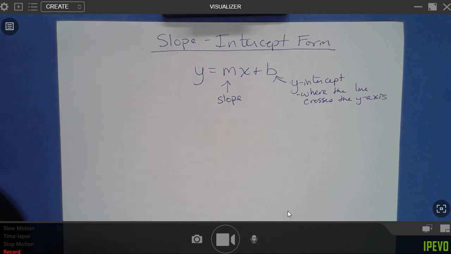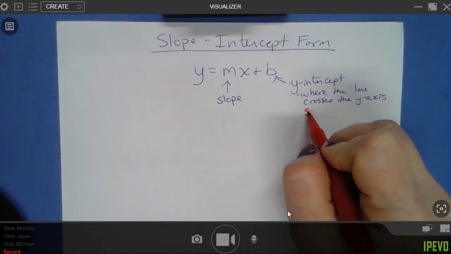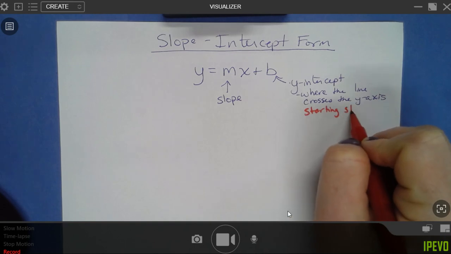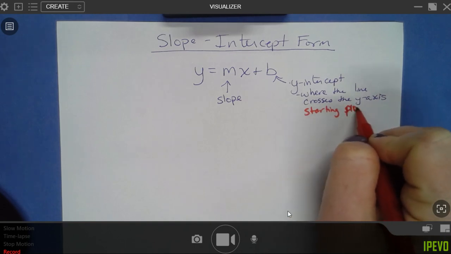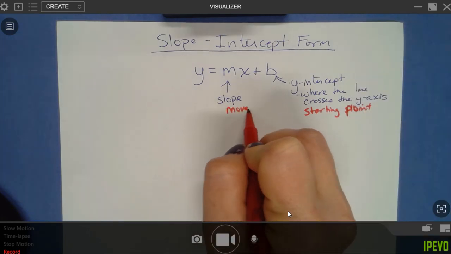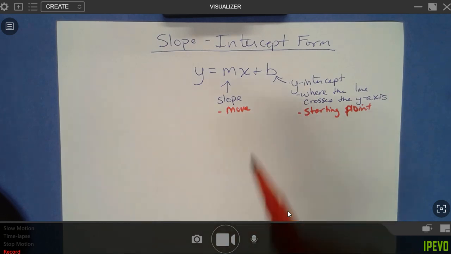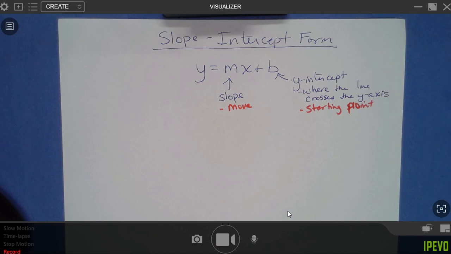I like to use the y-intercept as a starting point. And then I use the slope. That's the starting point, and then I use the slope to tell me how to move. That's how I like to think of these two things. Starting point, y-intercept tells you where to start. Slope tells you how to move to graph the next things.